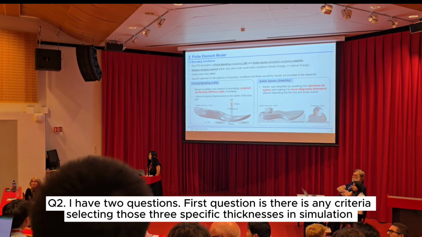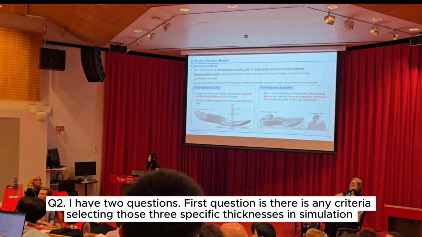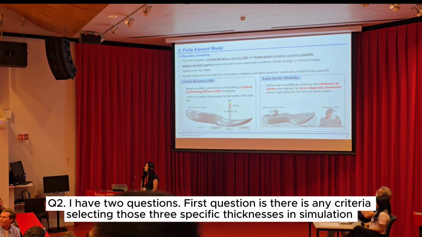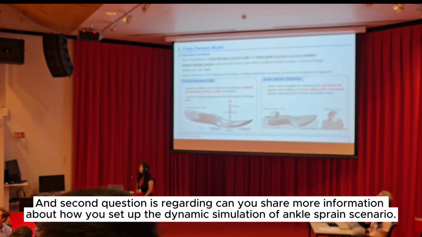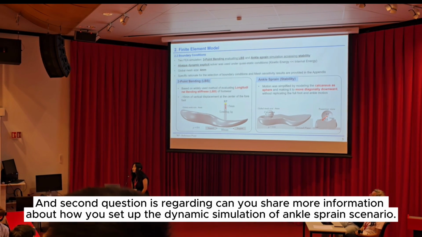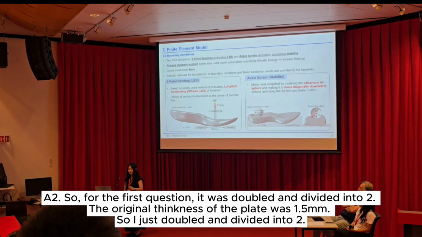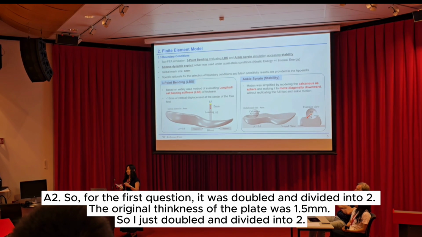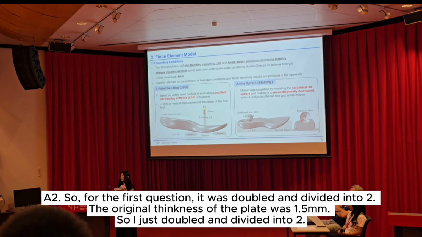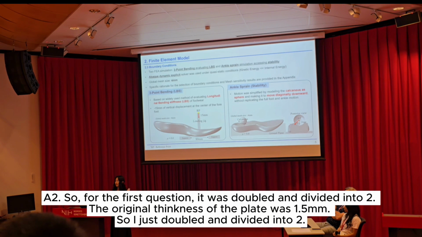Yeah, I have two questions. First, is there any criteria by which you selected those three specific thicknesses included in your simulation? And the second question, can you share more information about how you set up the dynamic simulation of the ankle sprain scenario? So for the first question, it was doubled and divided into two. The original thickness of the plate was measured as 1.5 millimeter, so I just doubled it and divided it into two.